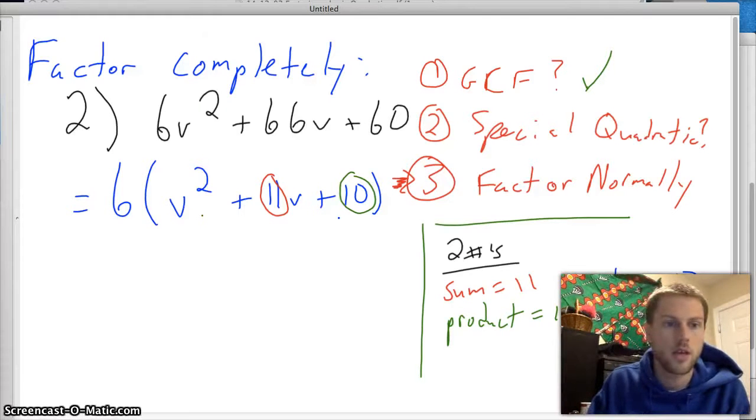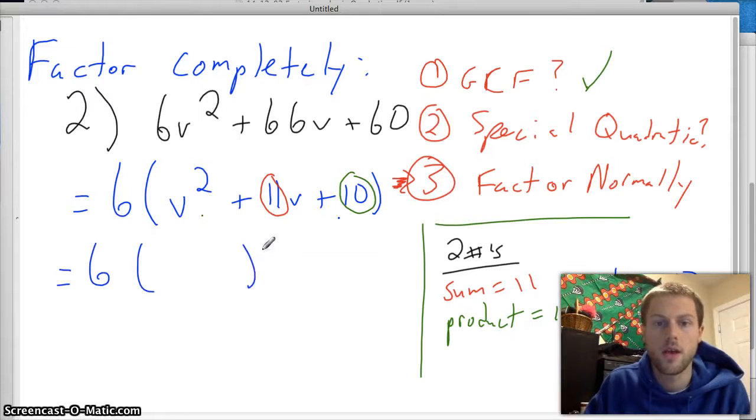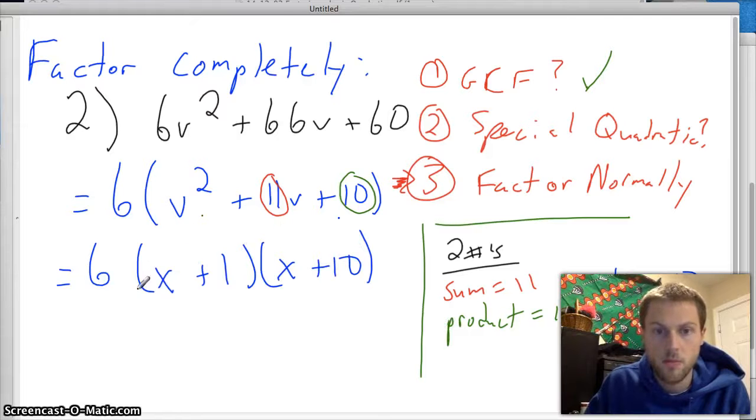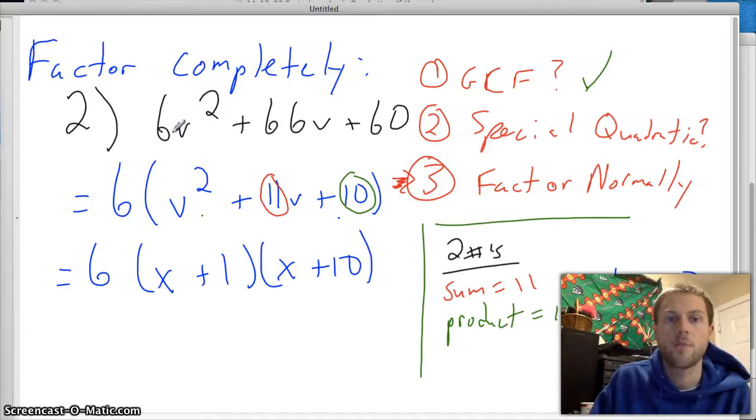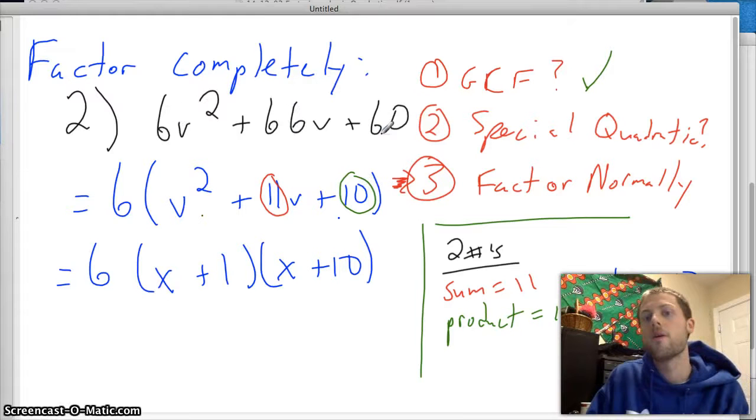So what we're going to do then is take these two numbers here, and build my fully factored form. So this is going to equal, I have to keep that 6, the GCF is going to carry through, and now I can write this quadratic as the product of the factors v plus 1 and v plus 10. So if I multiplied this binomial times this binomial, I would get this trinomial, this quadratic. And then finally I could go one step further, and if I were to redistribute that 6, I would get back my 6v squared plus 66v plus 60.